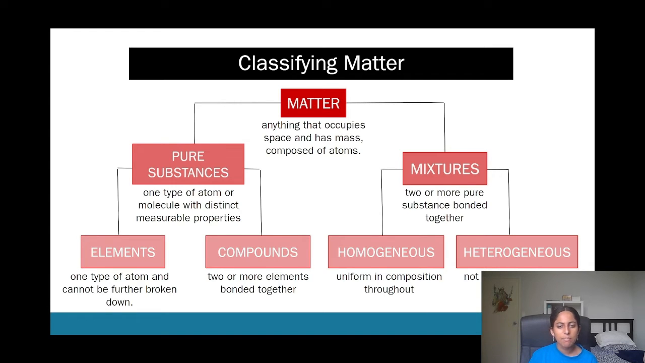In terms of looking at matter overall, we've only looked at mixtures, but matter also comprises pure substances. If we want to define matter, it's pretty much anything in space. Mixtures are when you have two or more substances present, or bonded together. Pure substances are when you have only one type of atom or molecule, and those are things such as elements or compounds. Elements are just a type of atom and can't be broken down further. Compounds are two or more elements bonded together, but they can be broken down. Mixtures are two or more substances bonded together. So that's the difference between all of these different kinds.